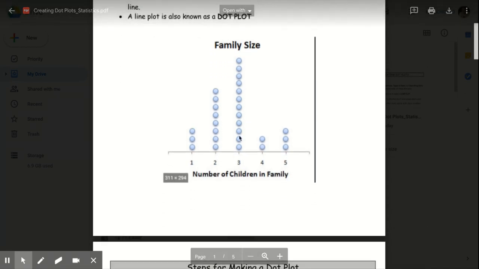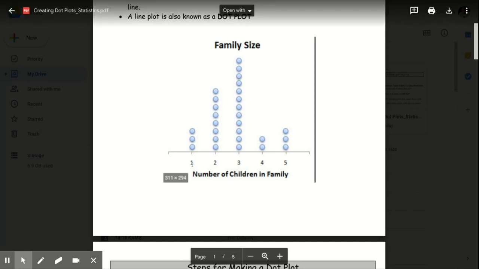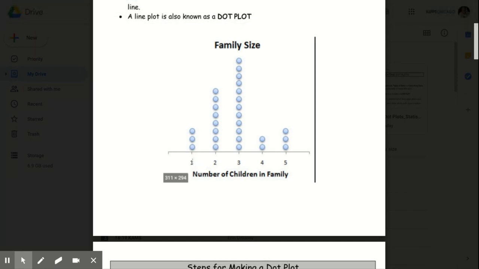Okay, so let's look at this interesting plot here. The title of this is the family size. So we're looking at the sizes of families. Now, the bottom bar, this horizontal line here, represents the number of children in a family. So this is a family with one child. How many families had one child? There were 3 families because there are 3 dots here.